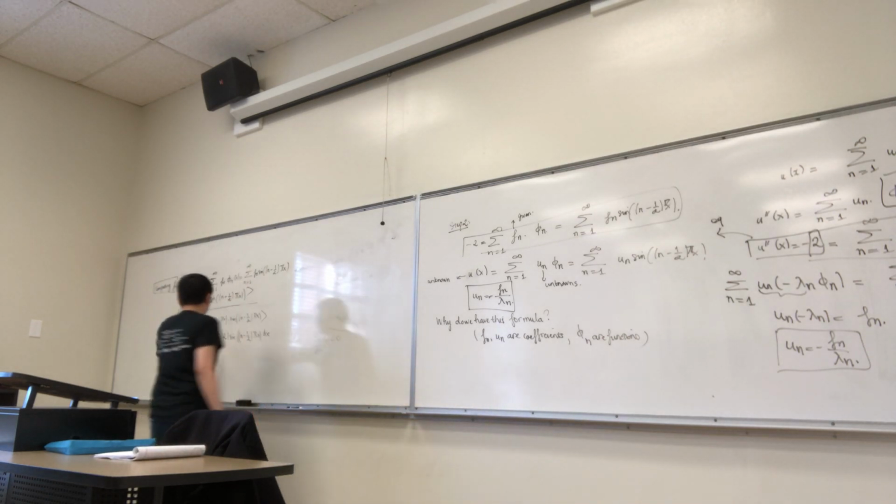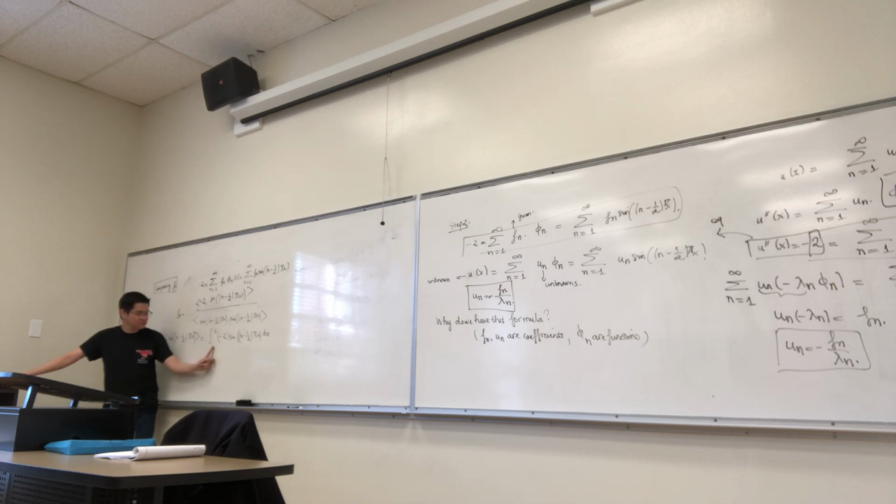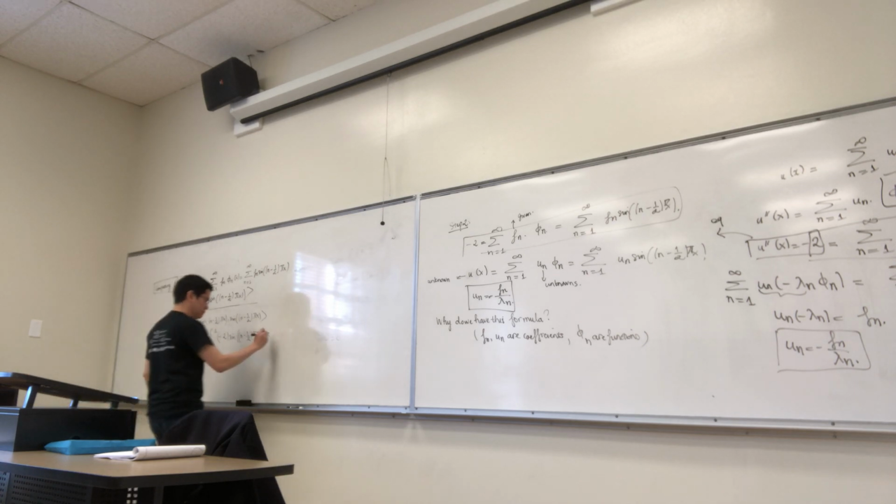Right, so this is from 0 to 1. The inner product of minus 2 and sinus of (n minus 1/2) pi x is the integral from 0 to 1 of minus 2 sinus of (n minus 1/2) pi x dx. So you have to do this computation, but this is easy.